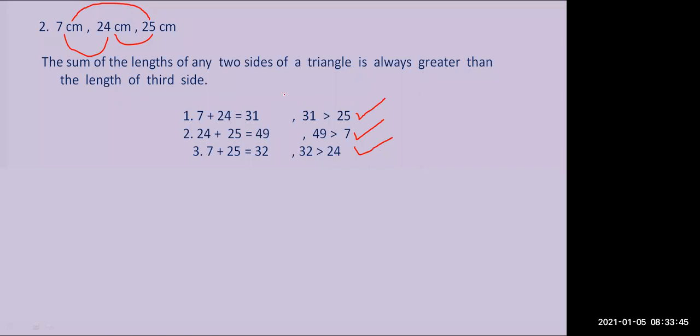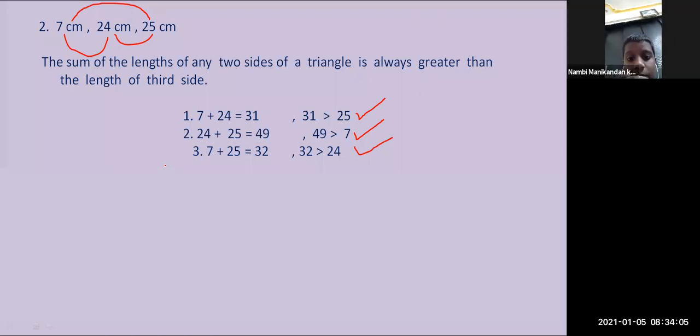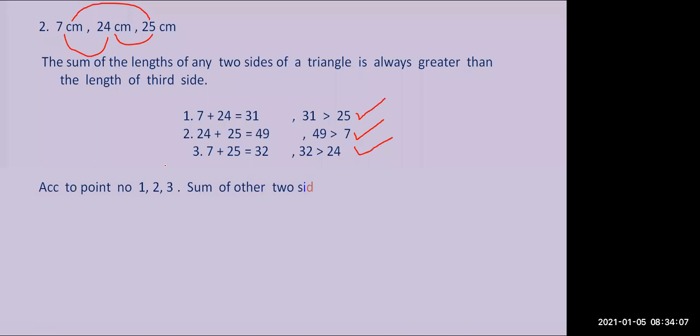So here we have all the three points that we have seen, and we can say it is relevant to our property. So can you tell me whether we can draw a triangle or we cannot draw a triangle? A triangle can be drawn. Very good. So according to point number 1, 2 and 3, the sum of any two sides of a triangle is greater than the length of the third side.